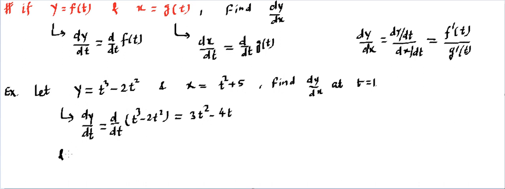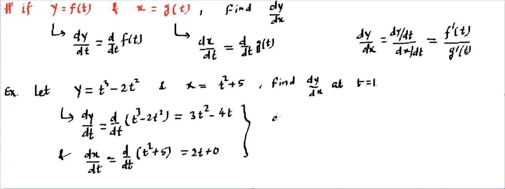And similarly, we will be saying what the dx by dt is going to be. So dx by dt will be equal to d upon dt of this x, which is t square plus 5. Now t square will give 2t, and the 5 being a constant will become 0. So using these two, we can find what the dy by dx is.